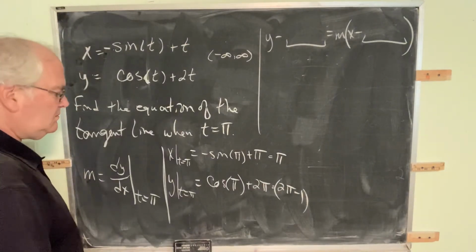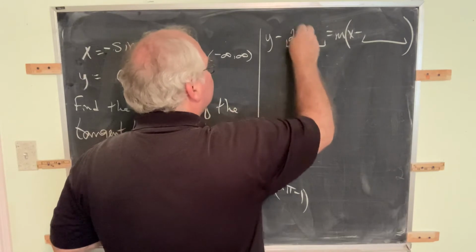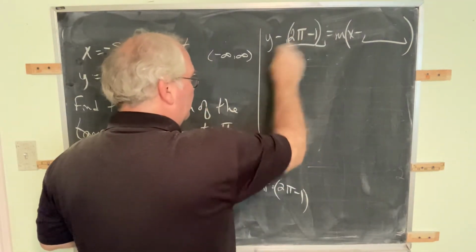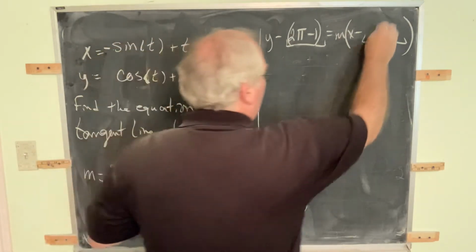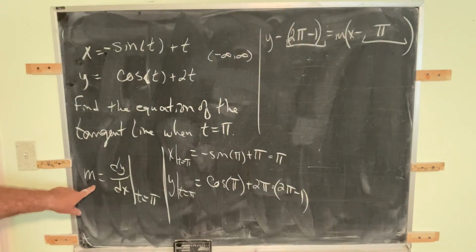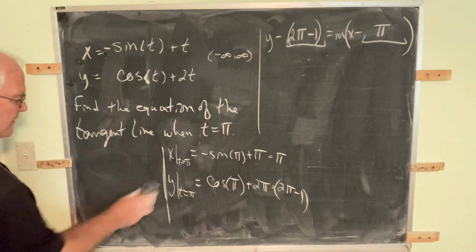All right? So that's the y coordinate, 2 pi minus 1 quantity. We'll take that into account when we distribute here pretty soon. And the x coordinate is just pi. So now what we need to do is find this value for m. And I'll go ahead and do this over here in the little corner. I think we have enough space for that.